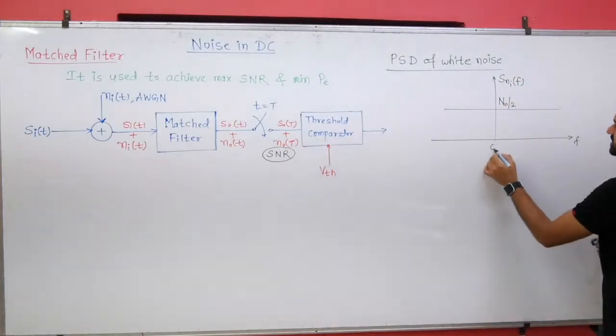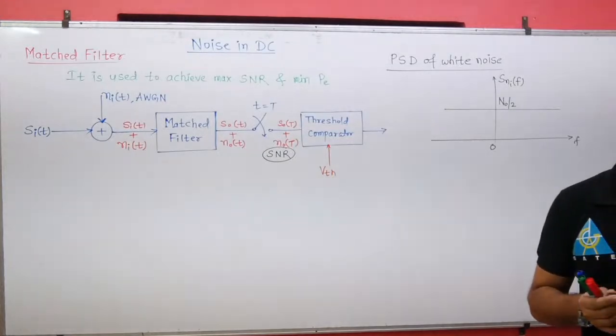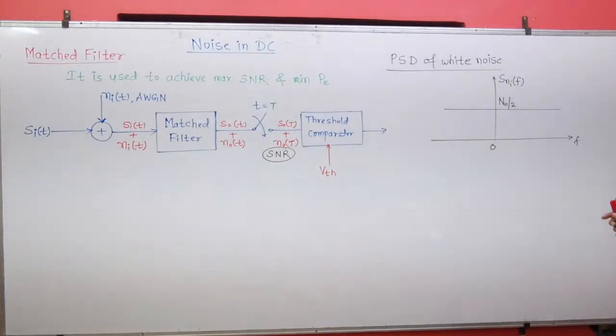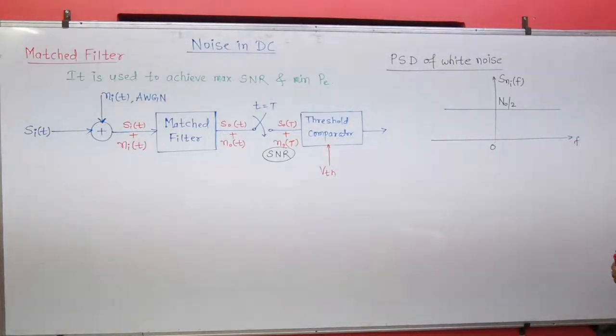Is it clear to everyone? Yes, eta by 2 or n naught by 2 for all frequency. So we know that the power spectral density of white noise is n naught by 2 for all frequency.